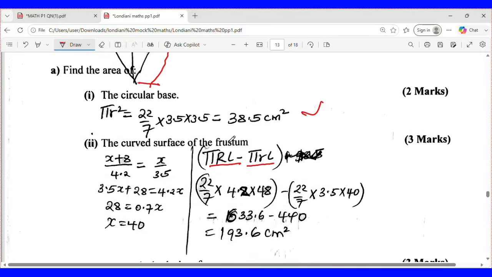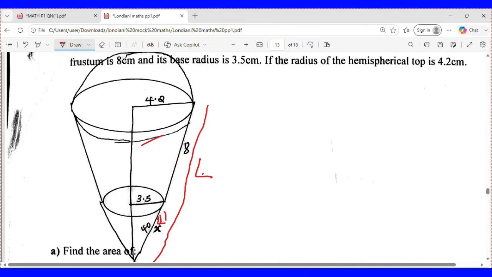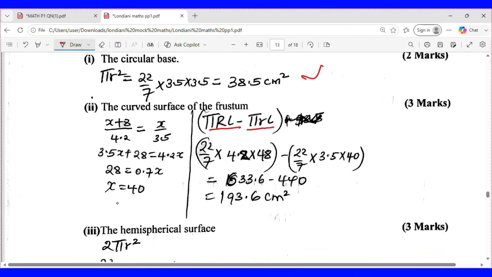Using similarity, we will say that from here up to here is 8 plus x, right? And now we use from here up to here divided by 4.2 will be equal to from here up to here divided by 3.5. That will give us the value of x. So the value of x is 40. That is, small l is 40, and capital L will be 40 plus 8, which is 48.